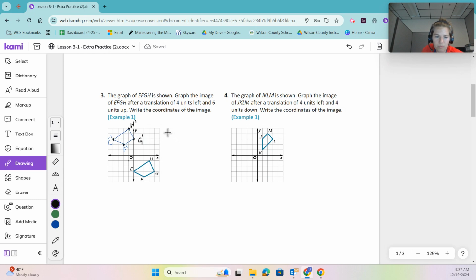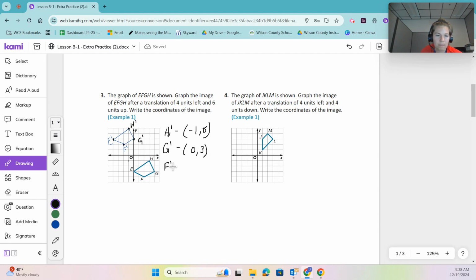My new coordinates here are going to be H prime is -1, 5. G prime is 0, 3.